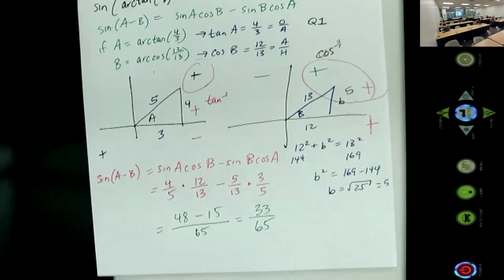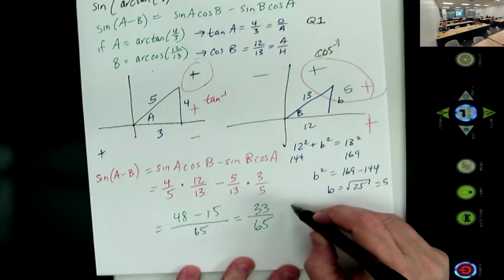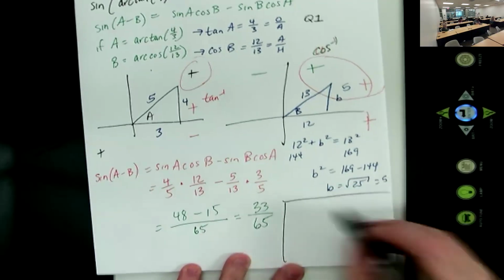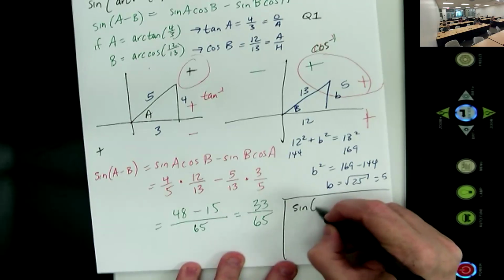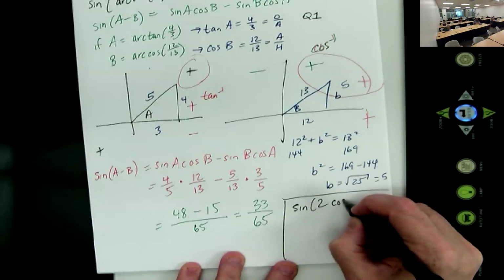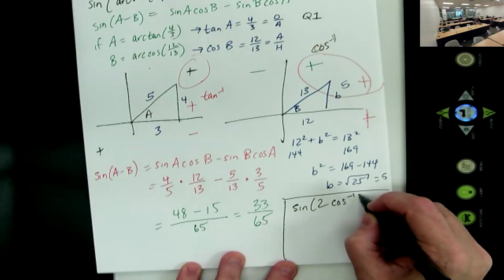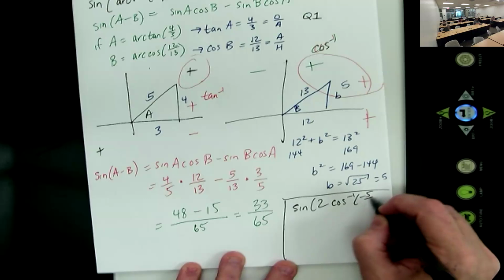Does that make sense? A lot of work on that problem, right? We're not gonna walk through a full example, because there's another full example I want to do, and we got 10 minutes left. If you see something like sine of 2 times any function inverse, let's say negative 5/13.